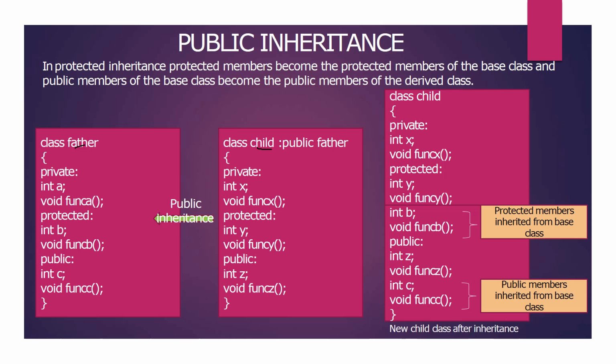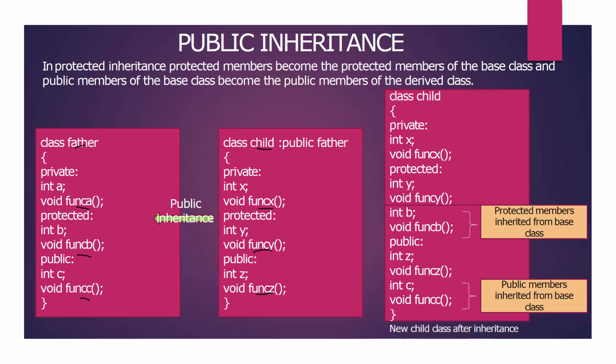Now let us see. Under private, A is a function, B is a function under protected, and function C is under public. And I have created the same thing: function X under private, function Y under protected, and function Z under public. Now let us see how I could call the members belonging to the base class from the derived class.